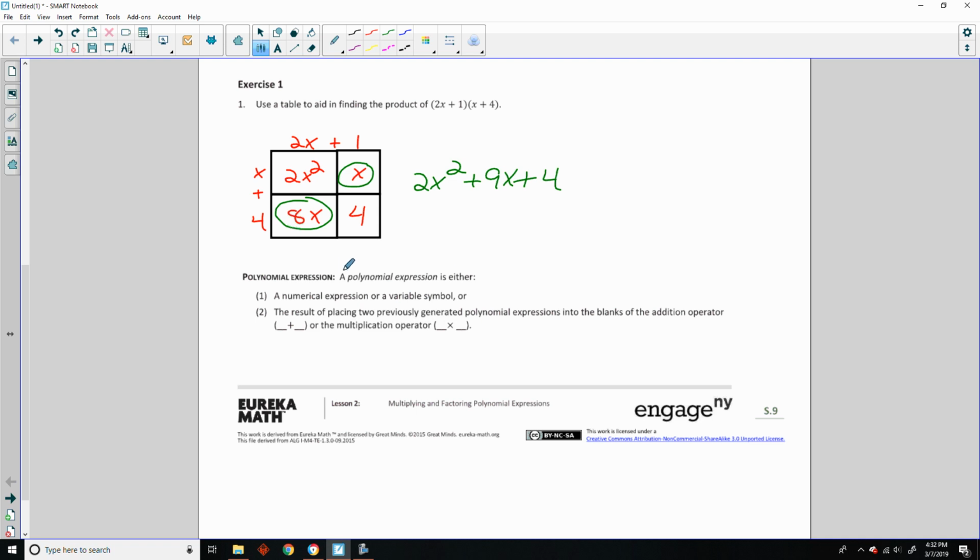Polynomial expression. A polynomial expression is either 1, a numerical expression or a variable symbol, or 2, the result of placing two previously generated polynomial expressions into the blanks of the addition operation, something plus something, or the multiplication operation of the first term times the second term. Okay.